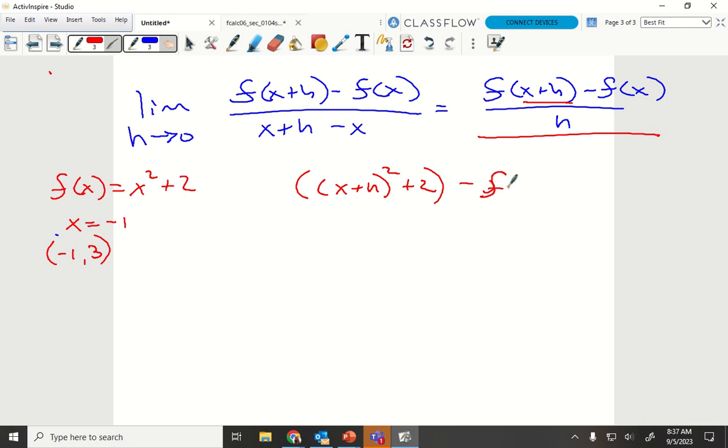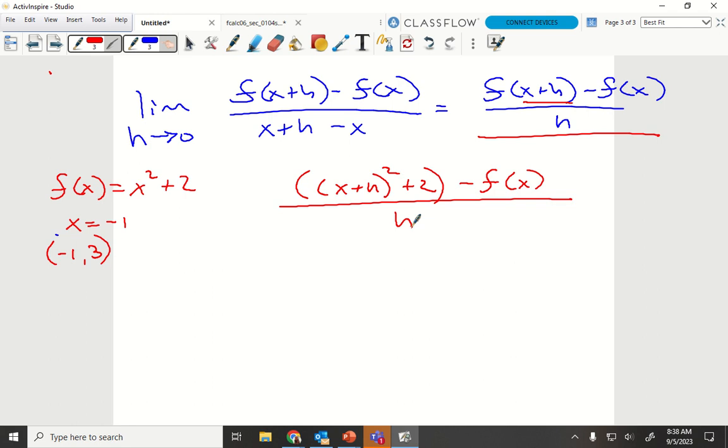So that's just going to be my f of x, and then right here is going to be just over h. Now, I'm going to go ahead and replace f of x with just 3, because that's what this is, right? 3.